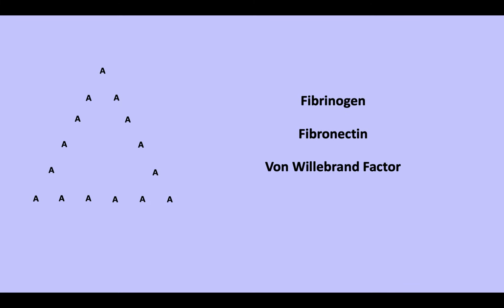I've limited alpha granule contents to these 3 examples. However, it is important to note that alpha granules produce numerous proteins that are not listed here, including platelet factor 4 and factor 5, among others.